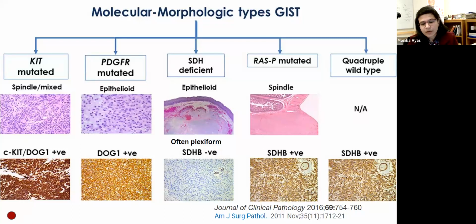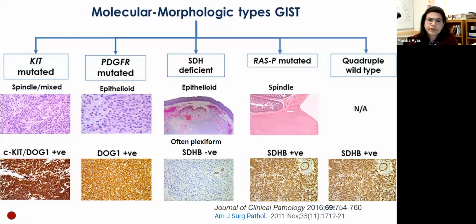About 10% of GIST are associated with PDGFRA mutations, and those tend to have a more epithelioid morphology. One thing to note with these is they are often negative for KIT by immunohistochemistry. So c-KIT immunostain will be negative. So it's important to do a DOG1 stain in conjunction with c-KIT, especially in cases which have epithelioid morphology.